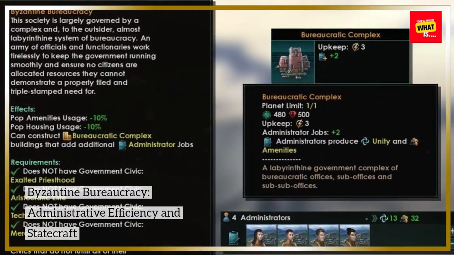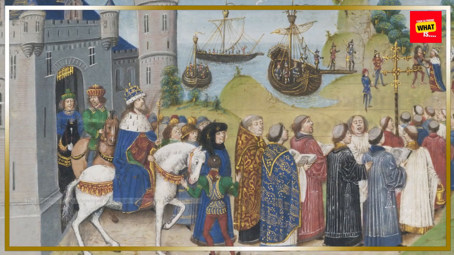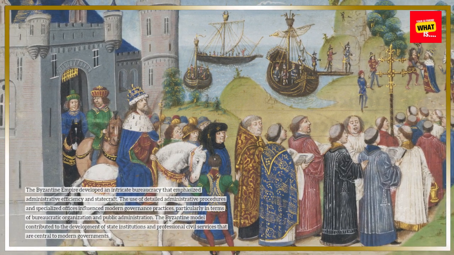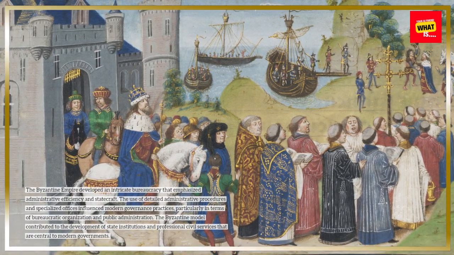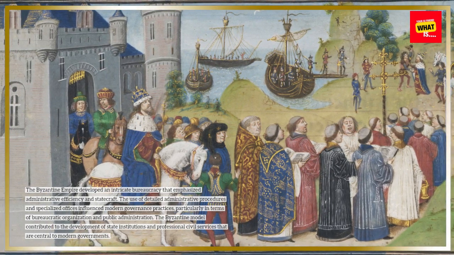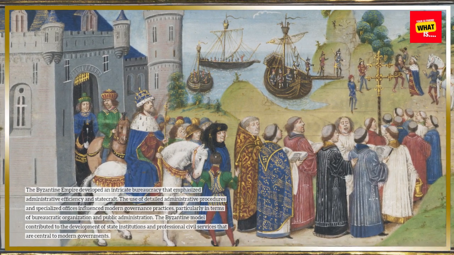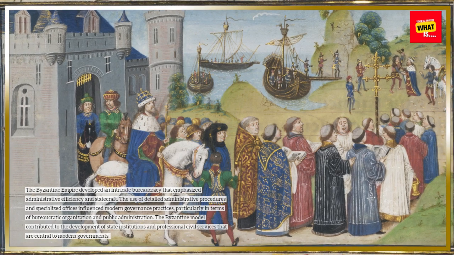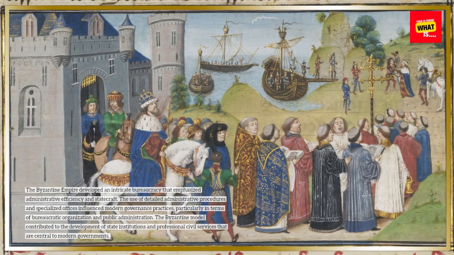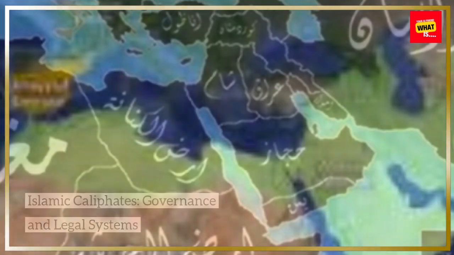Byzantine bureaucracy, administrative efficiency and statecraft. The Byzantine Empire developed an intricate bureaucracy that emphasized administrative efficiency and statecraft. The use of detailed administrative procedures and specialized offices influenced modern governance practices, particularly in terms of bureaucratic organization and public administration. The Byzantine model contributed to the development of state institutions and professional civil services that are central to modern governments.